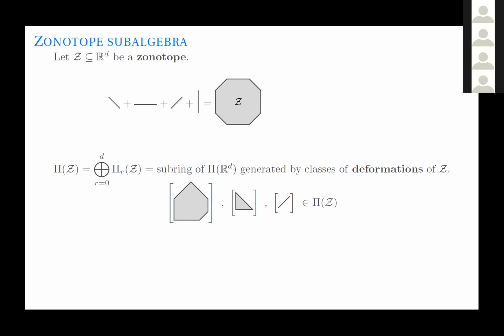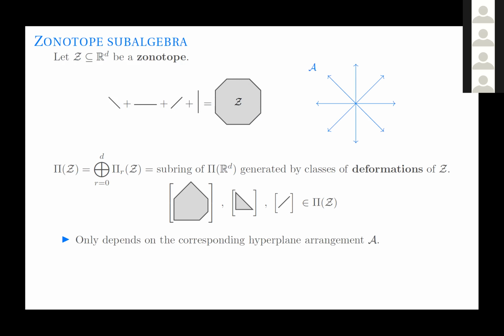I want to start by observing that this subring that we're considering is not dependent on precisely which segments we pick. It just depends on what the directions of the segments are. So it only depends on the underlying hyperplane arrangement. To every zonotube, we associate a hyperplane arrangement that consists of the hyperplanes that are perpendicular to the line segments defining our zonotube. And this subalgebra is only dependent on that arrangement. So we could directly associate it to the arrangement instead of thinking of what zonotube we start with.